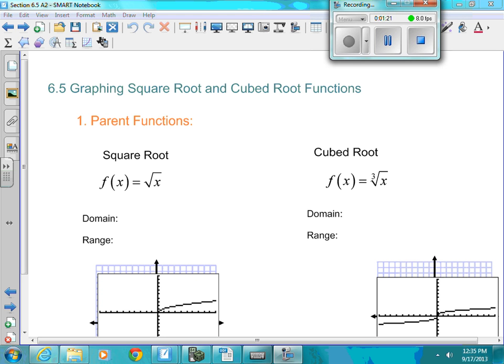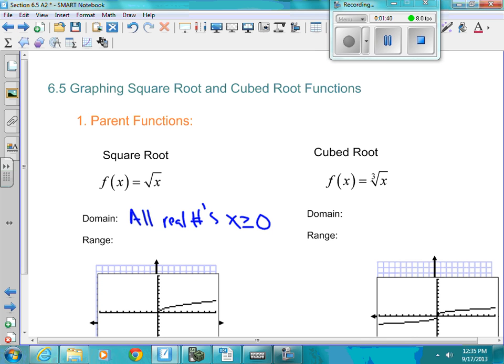The domain for square root of x. Well, what numbers give us problems when we're trying to take the square root of them? That's negative numbers. So our domain is going to be all real numbers where x is greater than or equal to 0. Or positive real numbers is another way to say it. Okay? So all real numbers, x greater than or equal to 0. Put a little comma in there.